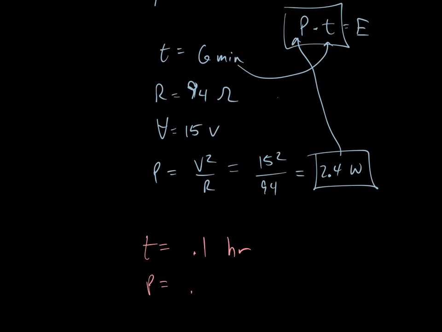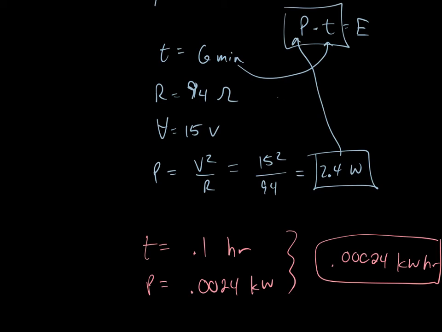And my power would be 0.0024 kilowatts. So in essence, if I multiply these, it'd be 0.00024 kilowatt hours. That's how much energy would be used. So it's the same thing as really just doing what we set up here, 6 times 2.4, and those units instead would be in watt minutes.